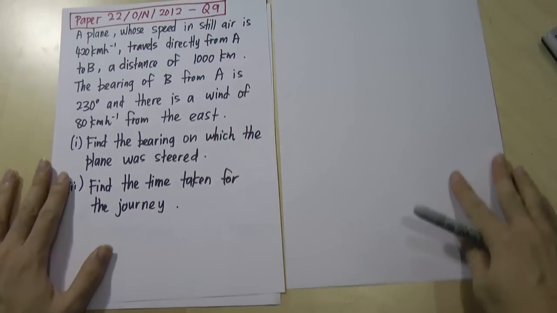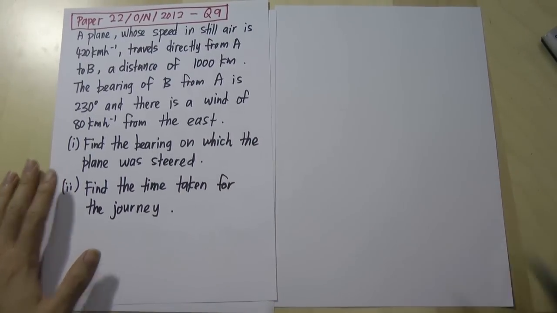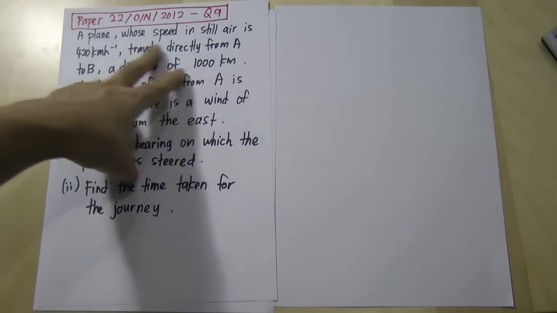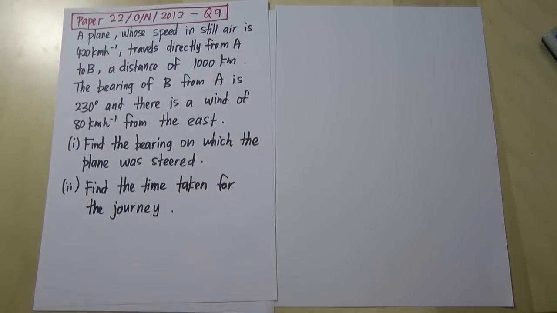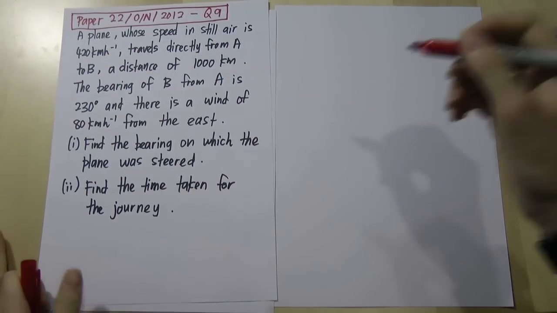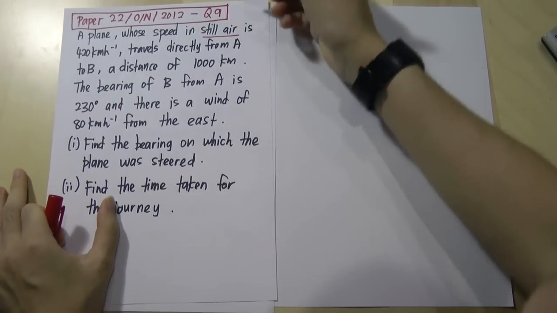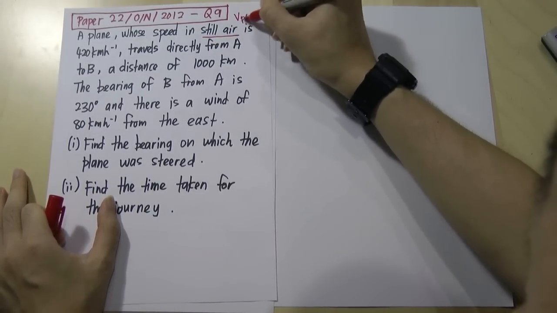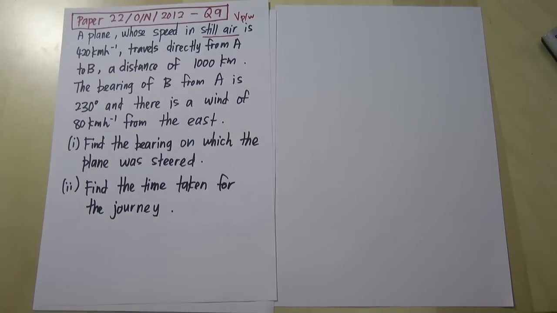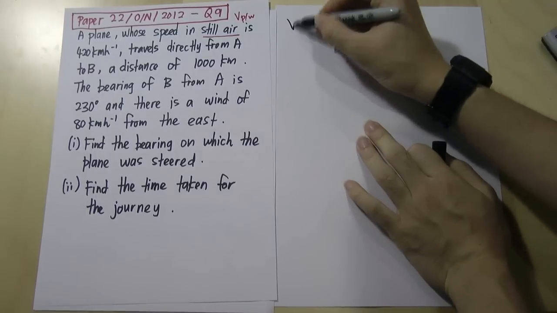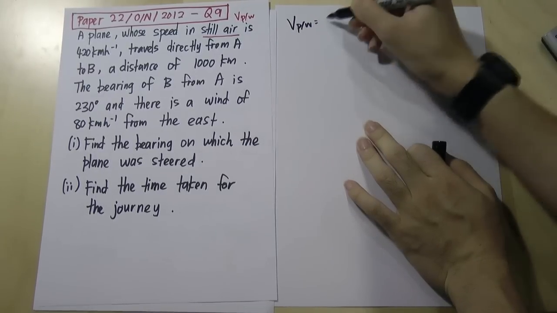Alright. For this one, it is almost the same. He said a plane whose speed in still air is 420. So I see the words "still air", I will say this one is the velocity of the plane relative to the wind. Because I see those words, I will write down the information I have: velocity of the plane relative to the wind is 420.